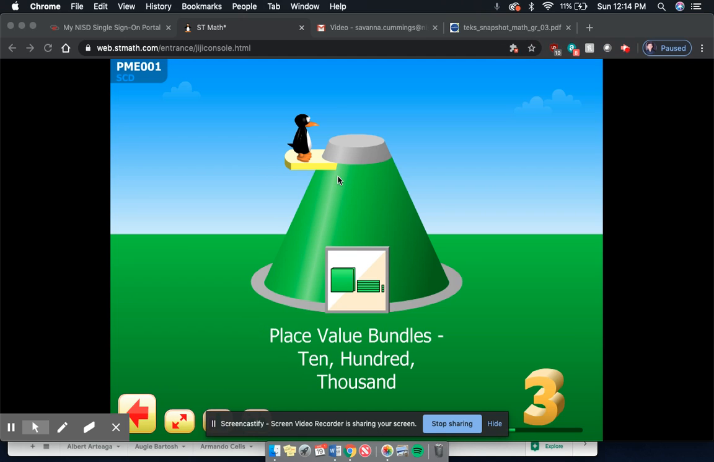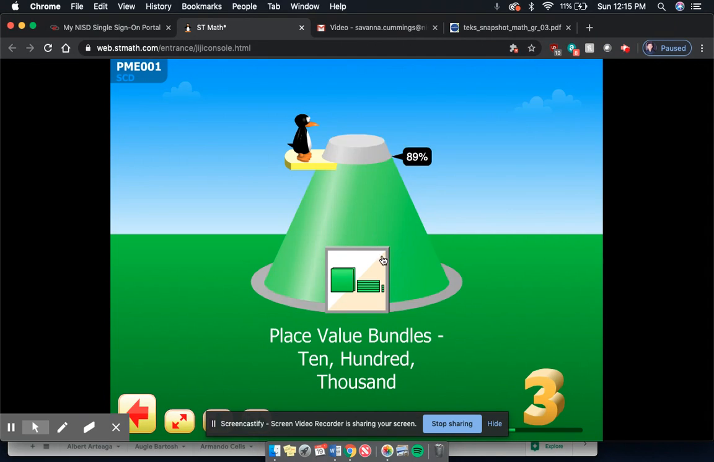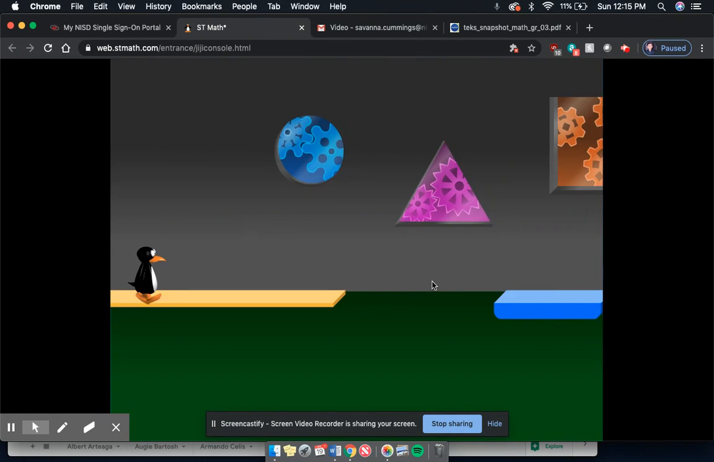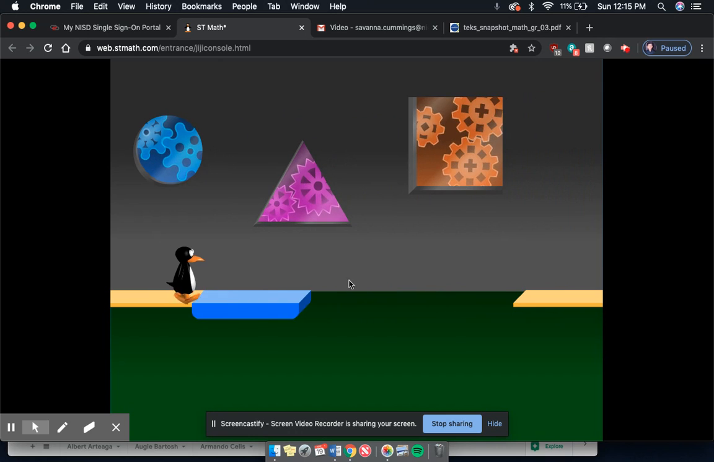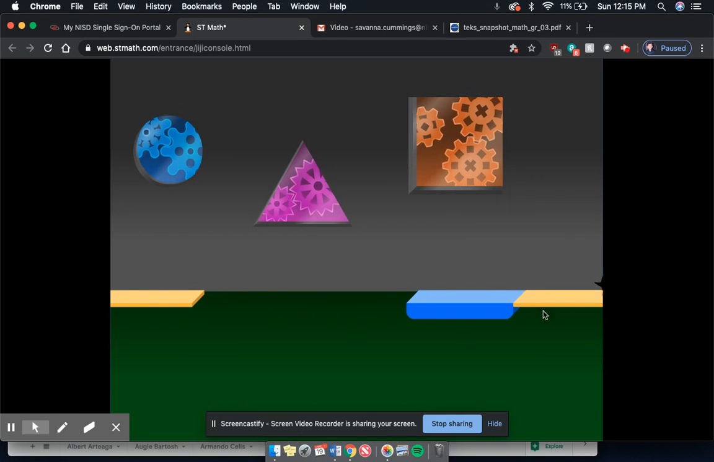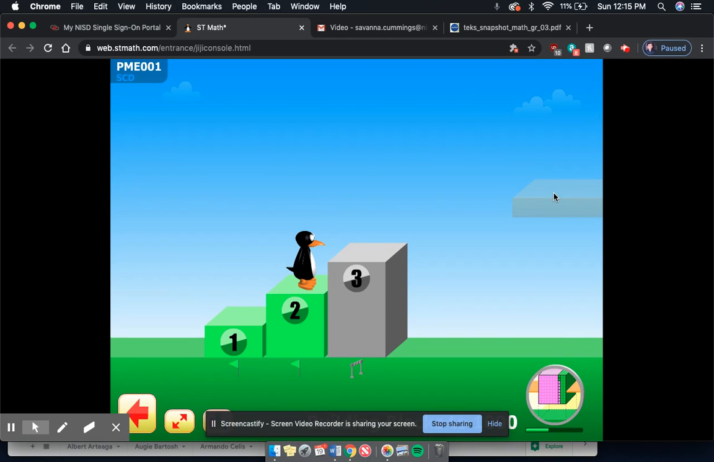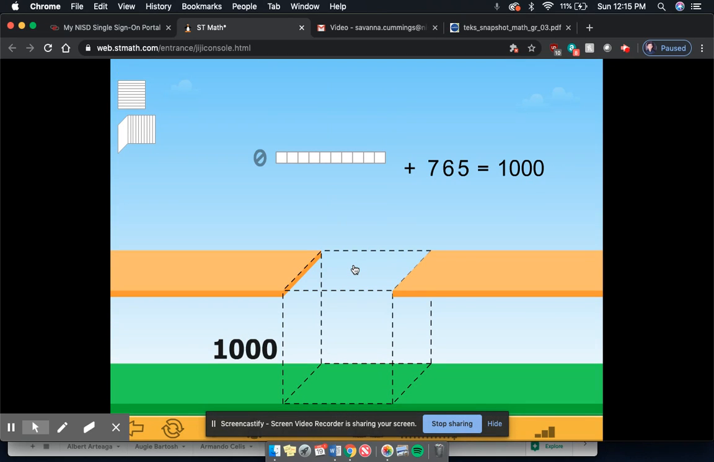Hey Paul. Let me go ahead and show you what to do on this place value bundle concept. Remember, it has everything to do with regrouping. So when you go into it, you're building up from this part. The whole is 1,000. The part that is given is 765.